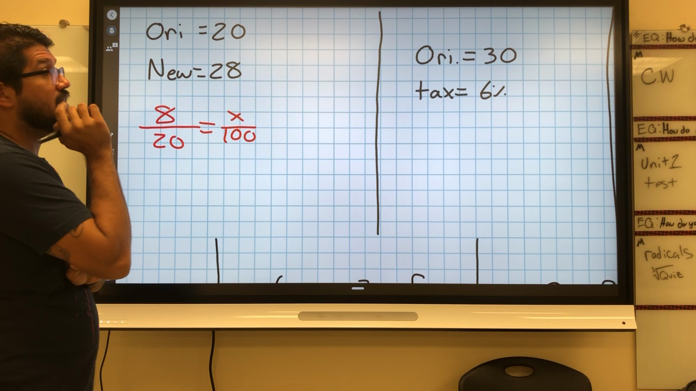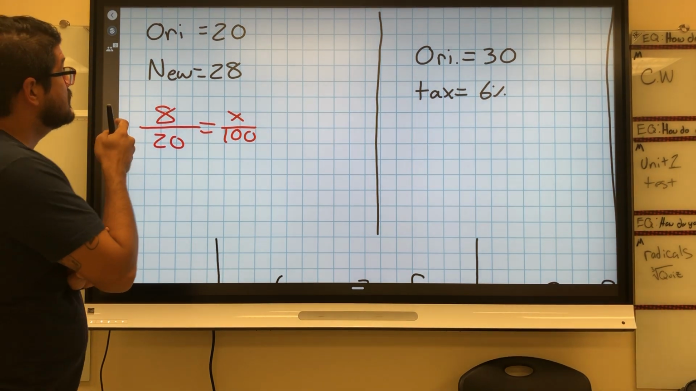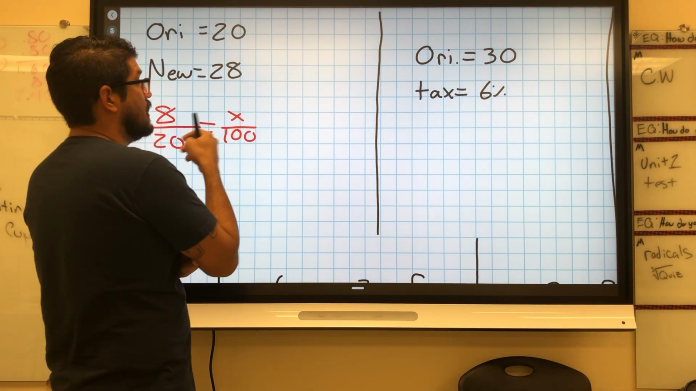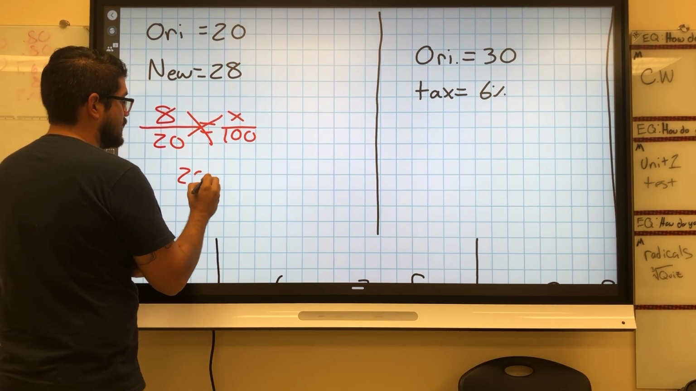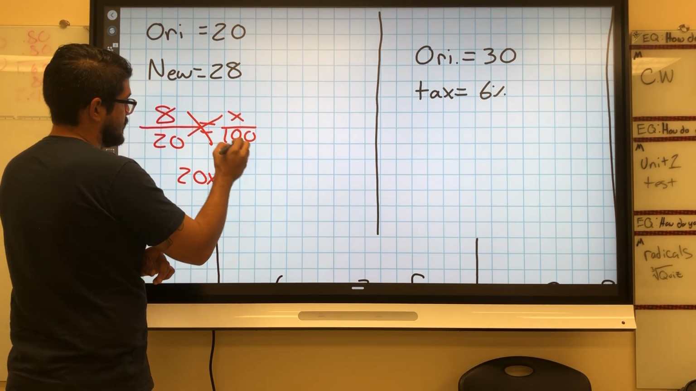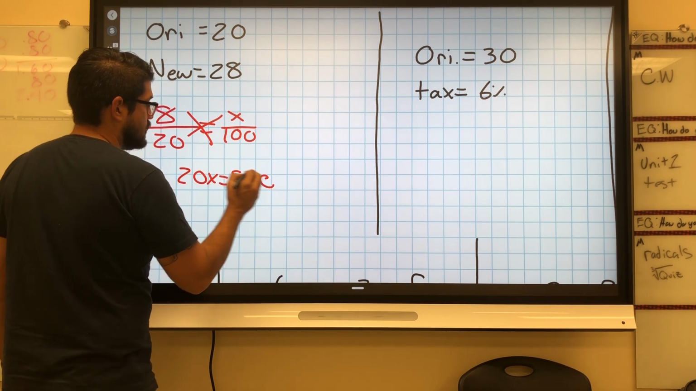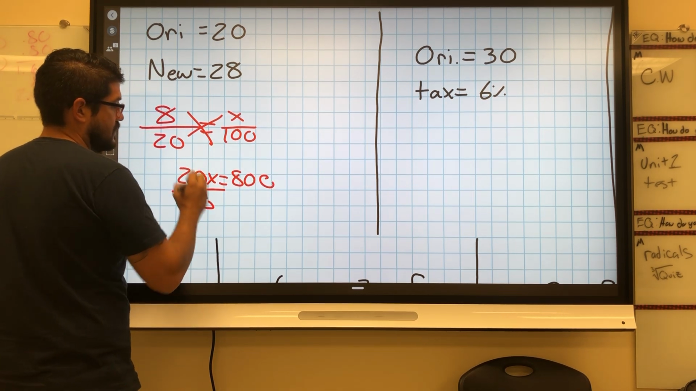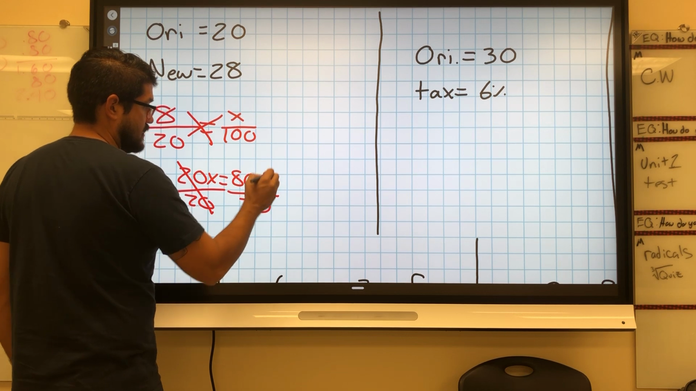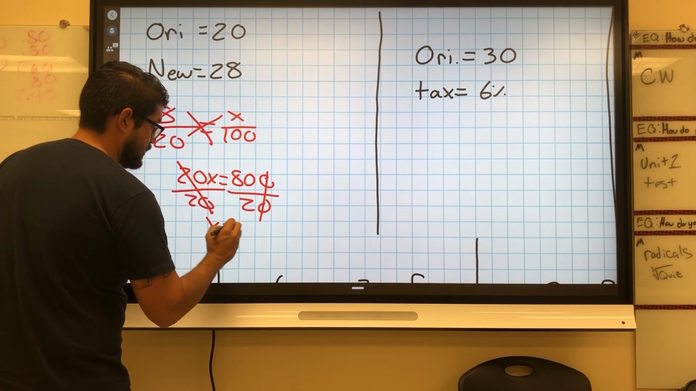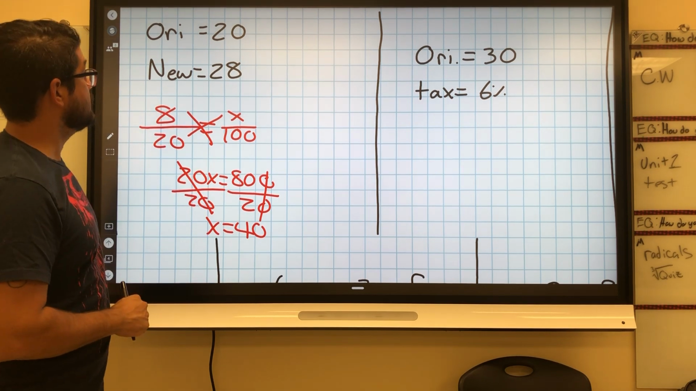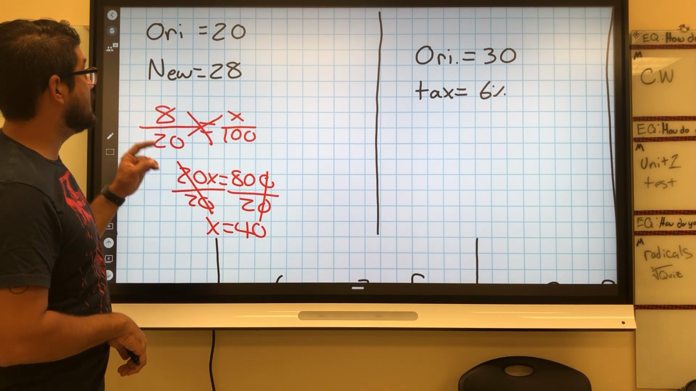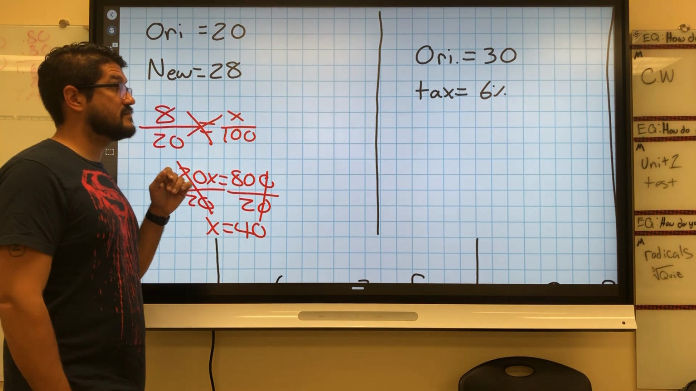So it's going to be an increase. So whatever percent we get, it's a positive percent. So we're going to cross multiply. This makes 20x equals 800. Divided by 20, divided by 20. The answer is 40. All right, so x for that one is 40. So it had a 40% increase.